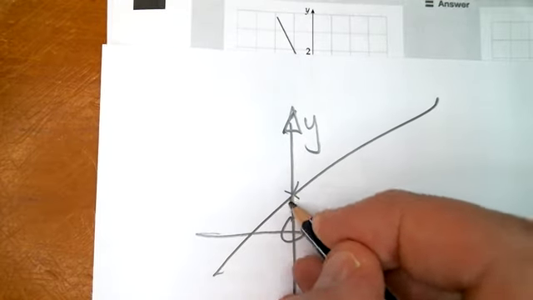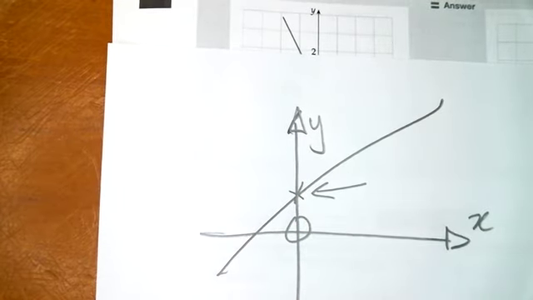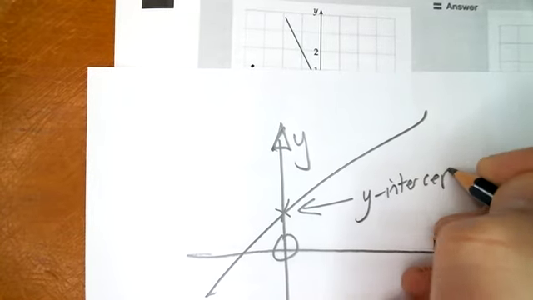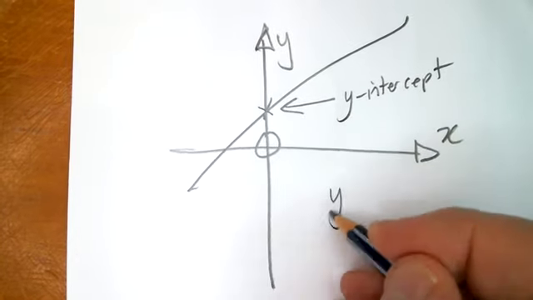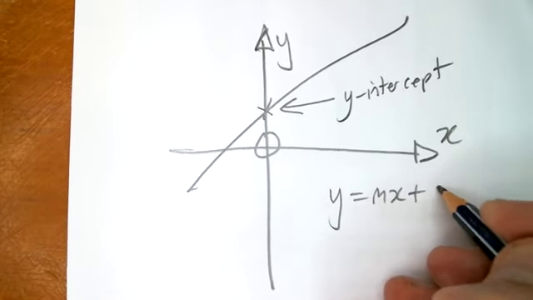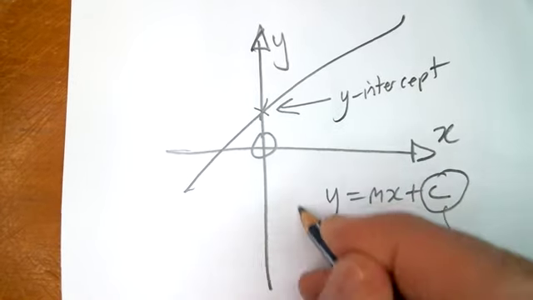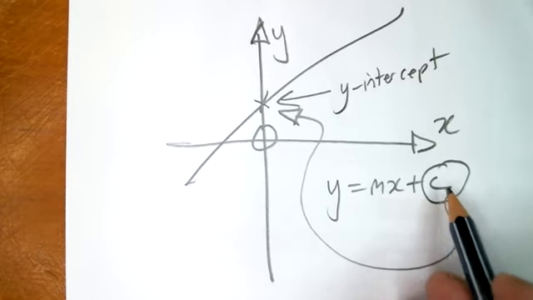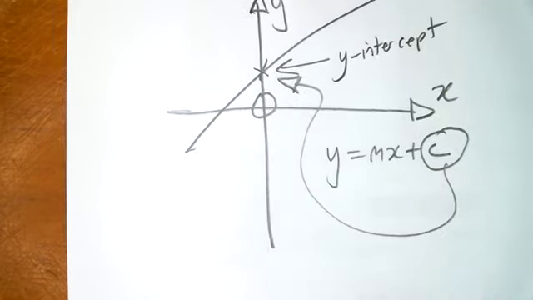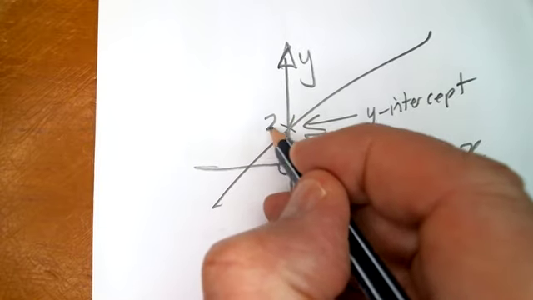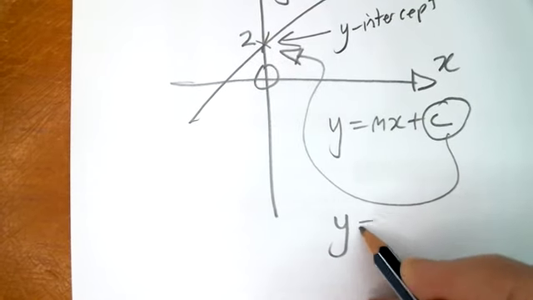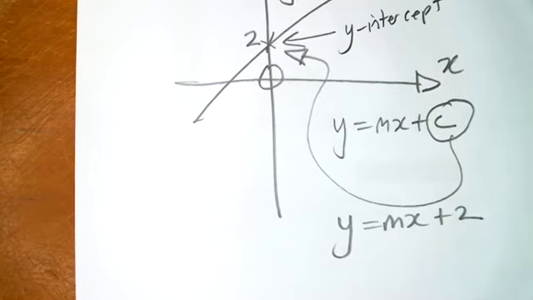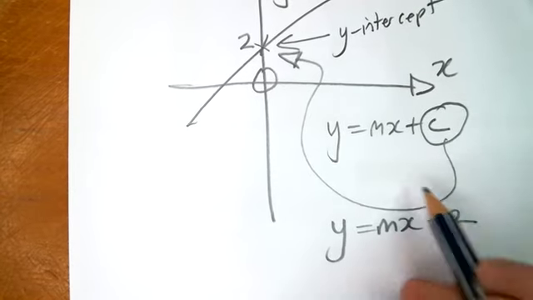this point here, where it crosses the y-axis, is called the y-intercept. And in the form y equals mx plus c, the c value is always the y-intercept. As long as it's in this form, that c value is that one there. So for example, if that was a 2, you could expect this to say y is equal to something x plus 2. So the 2 will be the y-intercept.